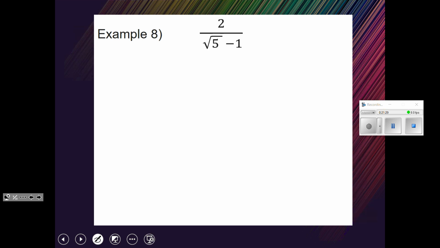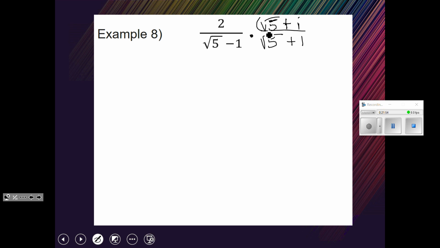Okay, so I would love for you to hit the pause button and try this. This is a binomial, so you're going to have to multiply by the conjugate. What's the conjugate of square root of 5 minus 1? Square root of 5 plus 1.